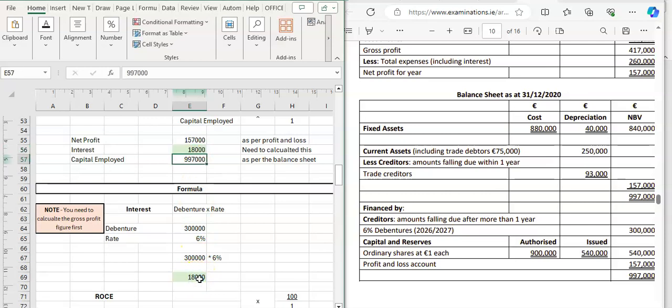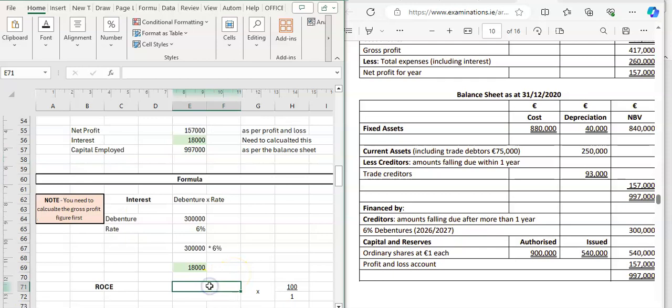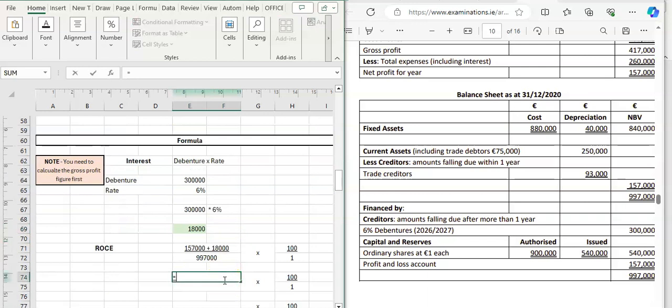So we know our formula. It's going to be your net profit, which is 157,000, plus your interest of 18,000, divided by your capital employed of 997,000, multiplied by 100 over 1. So it's 157,000 plus 18,000. That's your interest, divided by your capital employed, 997,000. So we do it step by step. So 157,000 plus 18,000 divided by 997,000.